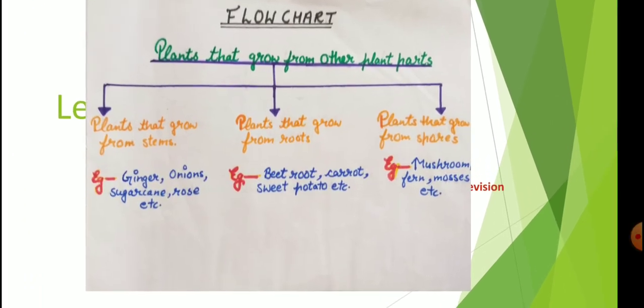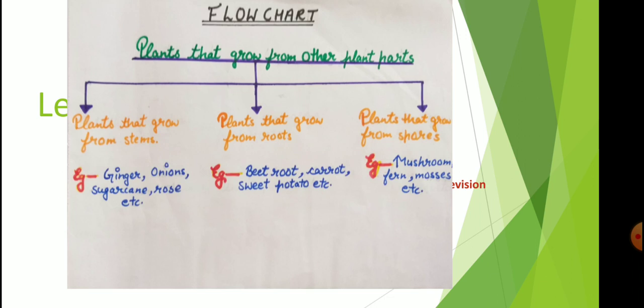Next is plants that grow from other plant parts. Plants also grow from different parts such as stems, roots and leaves. Some plants grow from stems. So, which plants grow from the stems? Like sugarcane, money plant and rose. These types of plants grow from the stems.